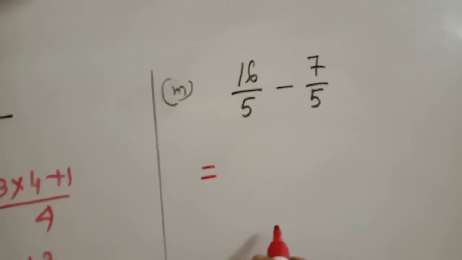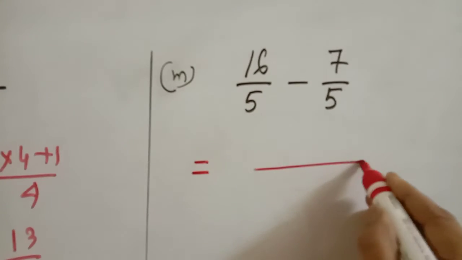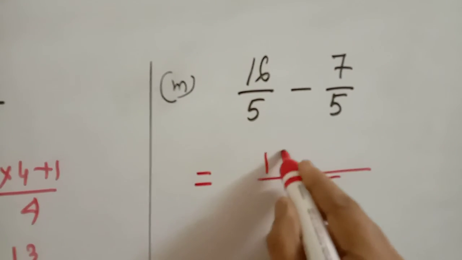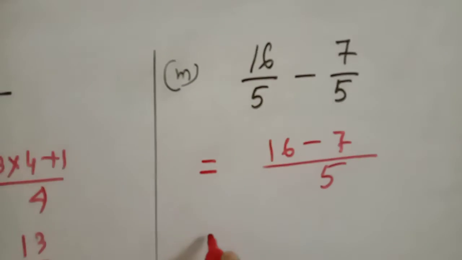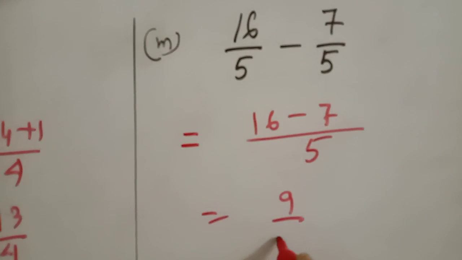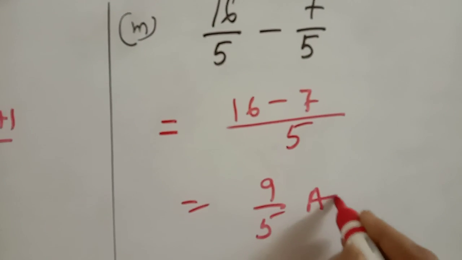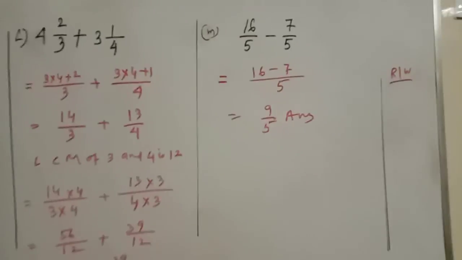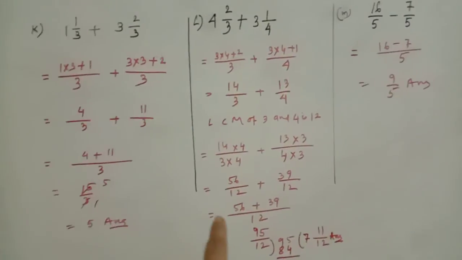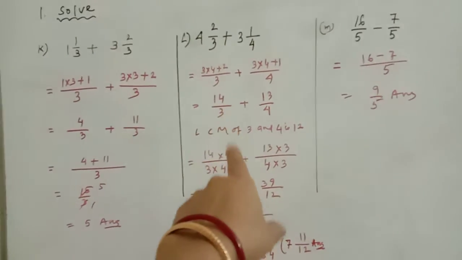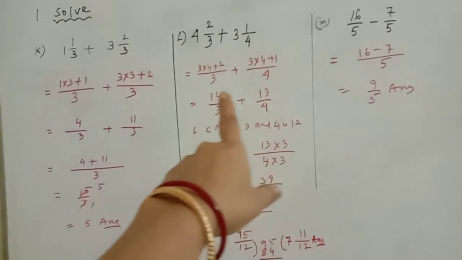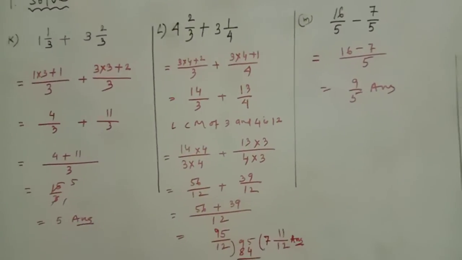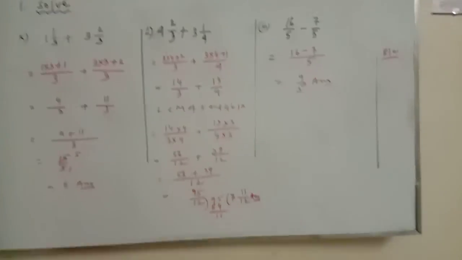Next question, it is very small. So LCM is 5, 16 minus 7, and you are getting 9 by 5. Understood? This was a subtraction of fractional numbers, but these two sums are slightly large, and maybe you are doing it for the first time, so practice it 2 to 3 times. I hope all of you understood. Thank you, students.